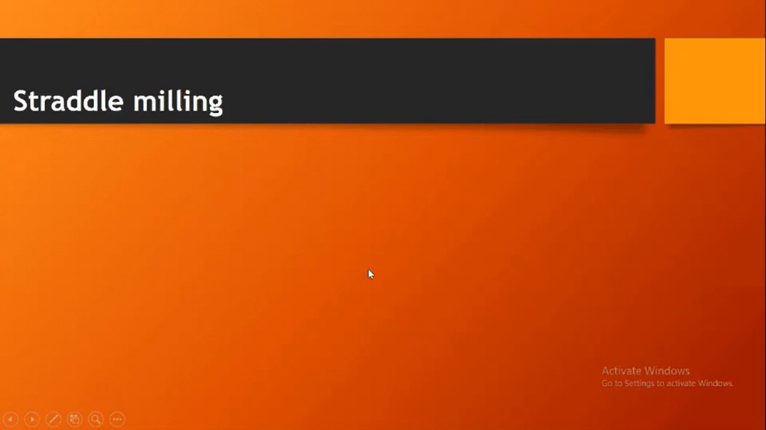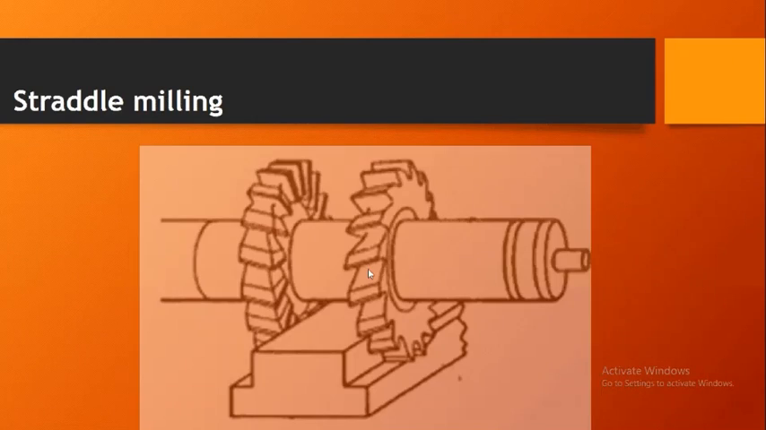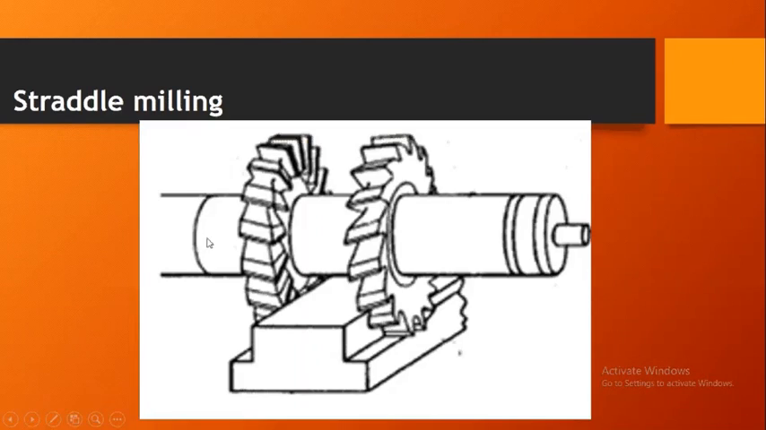Next is the straddle milling, where a shaft has two slot milling cutters mounted on it. When this cutter rotates, the workpiece is fed against it, which generates flat surfaces like this on the workpiece surface. So this is the straddle milling operation.